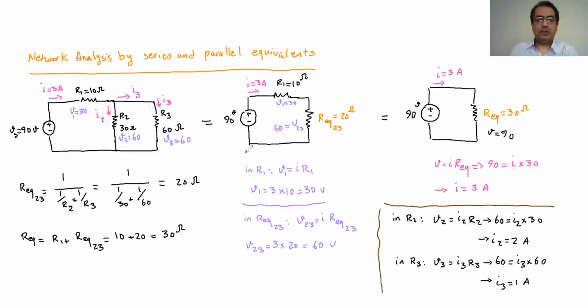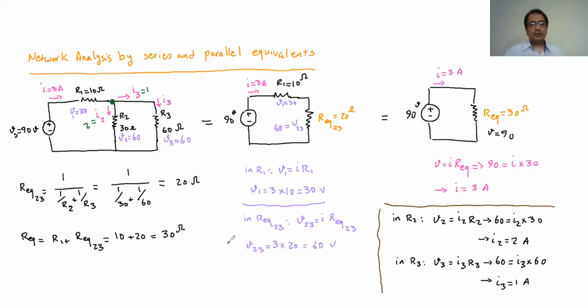And as a check, you can come here and say at this node, the Kirchhoff current law, whatever current goes in should leave out. So 3 amp goes in this node, and 2 plus 1 amp leaves, because I3 is 1 and I2 is 2. So you see 3 amp goes in, and also 3 amps leaves that node.